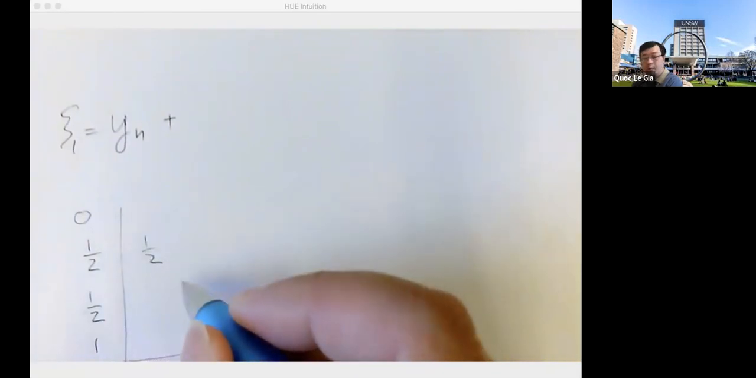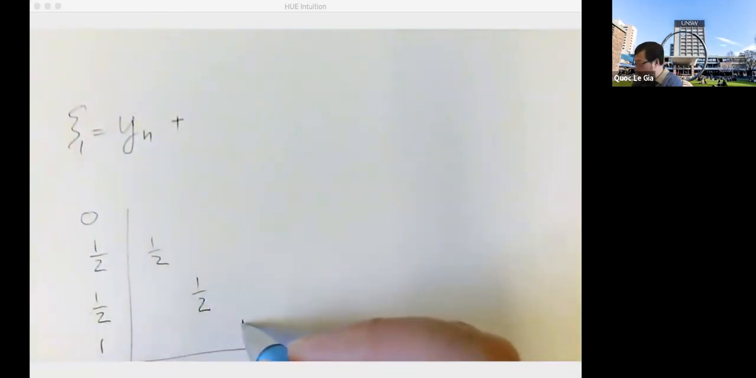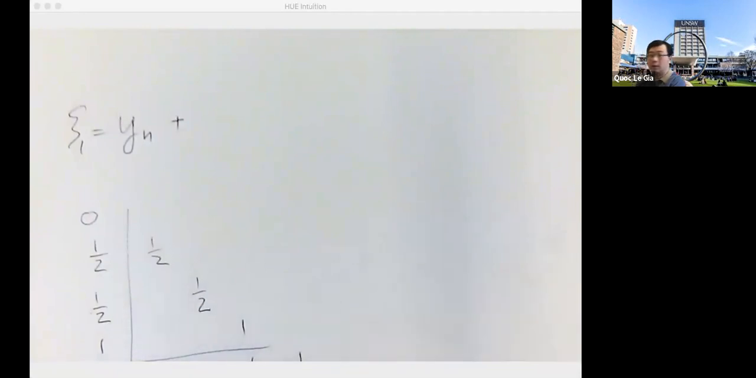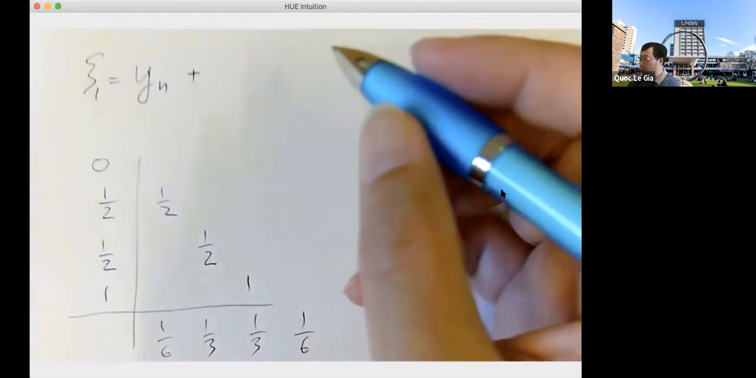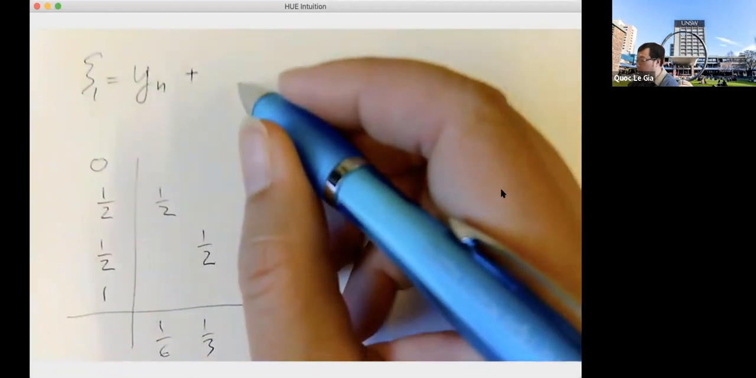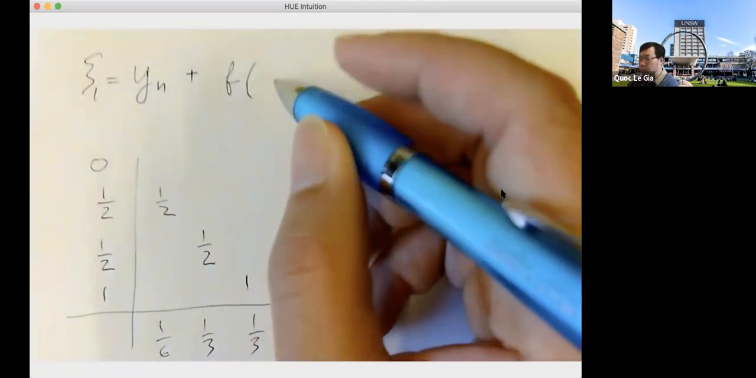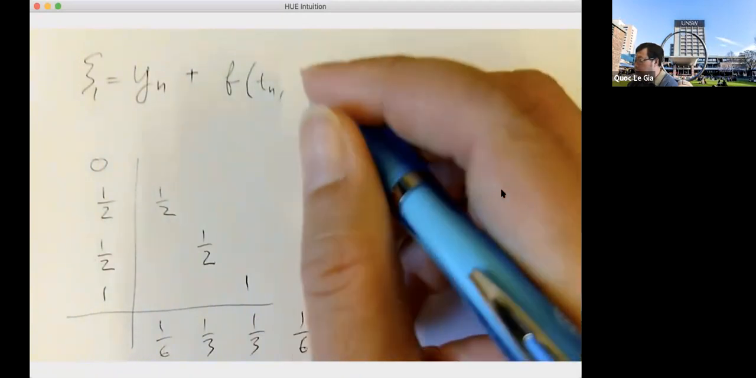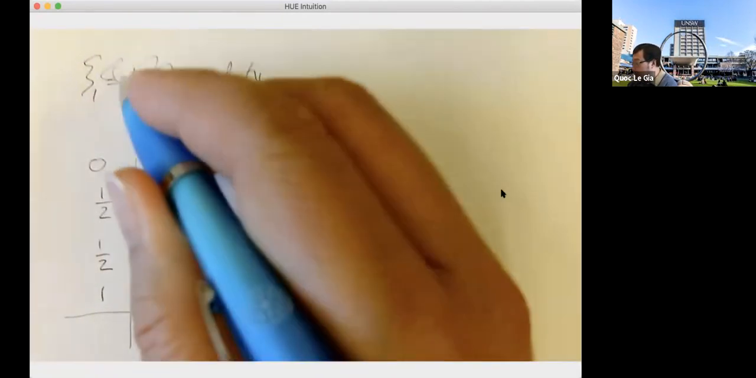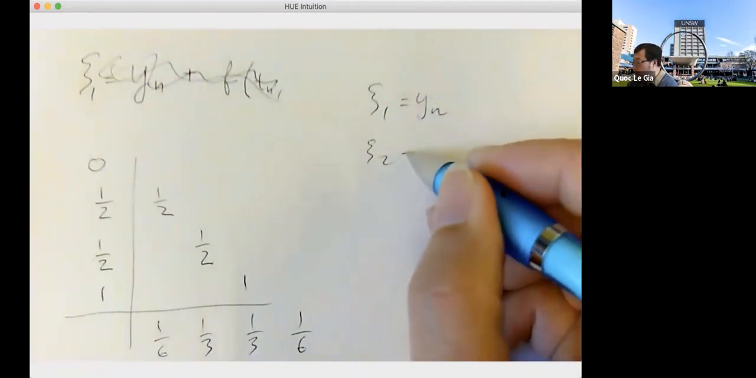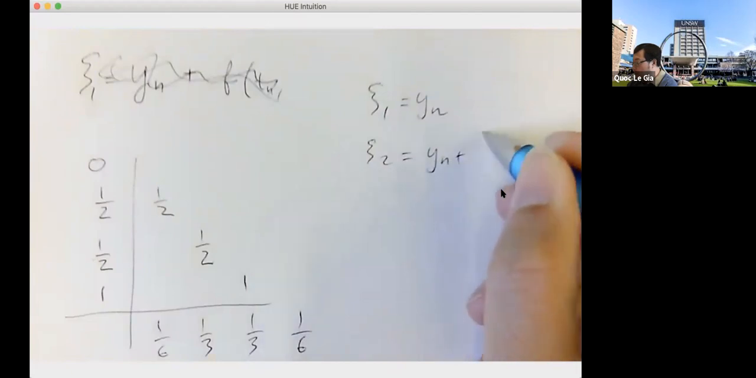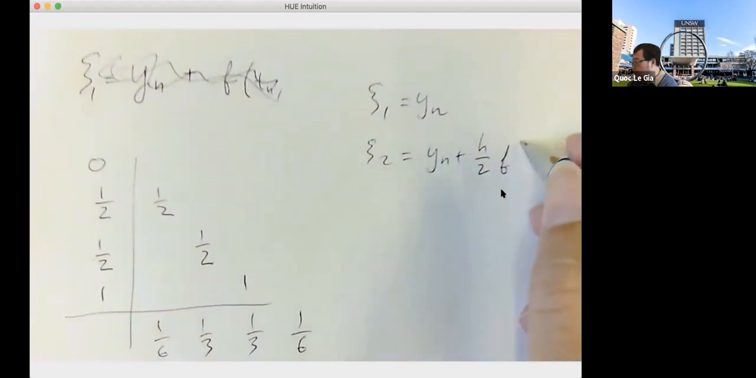So 1/2, 1/2, 1 here, 1 over 6, 1 over 3, 1 over 3, 1 over 6. Okay. So remember, first you have to write out psi 1. Psi 1 is just yn. And then psi 2 is just yn plus h over 2 f of Tn psi 1.